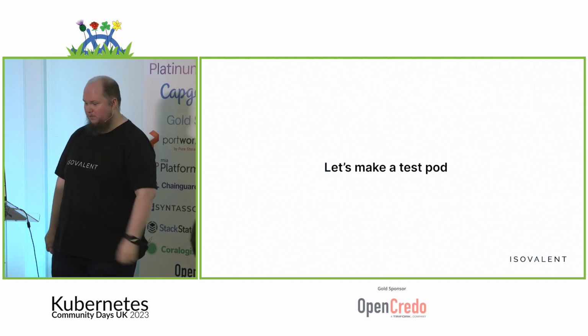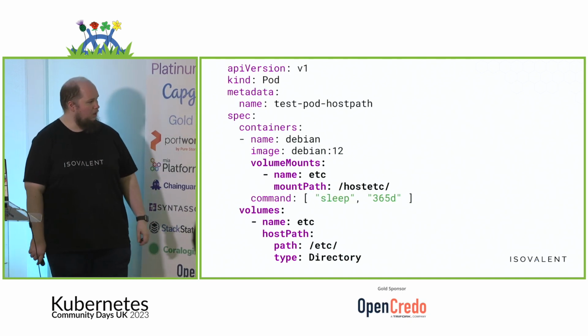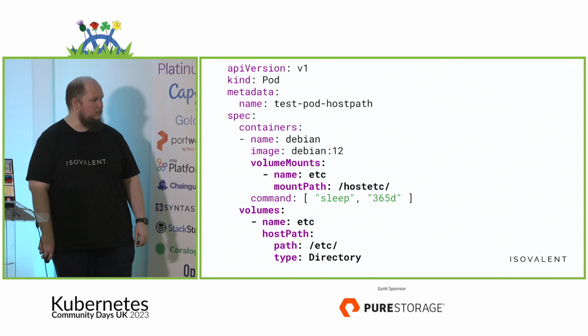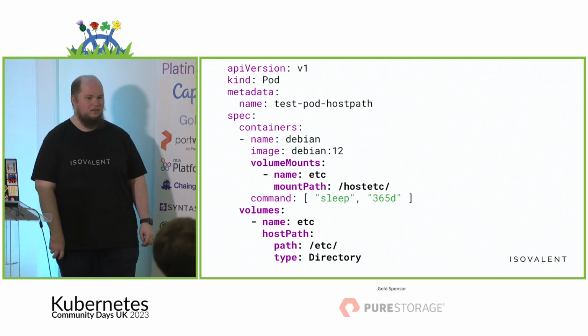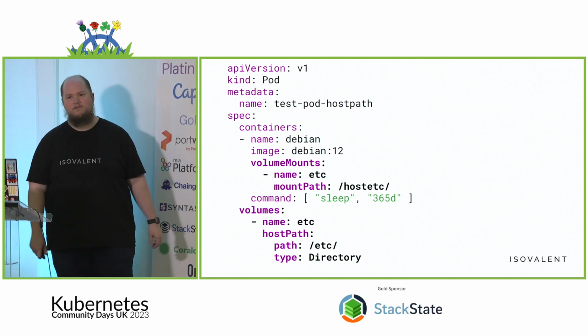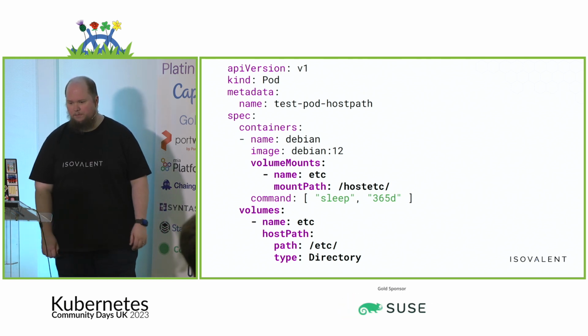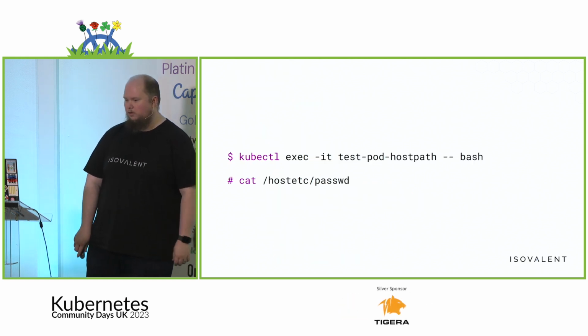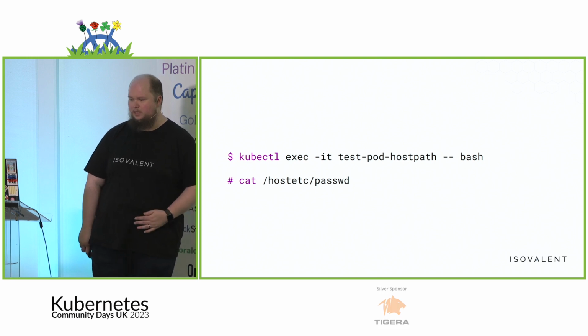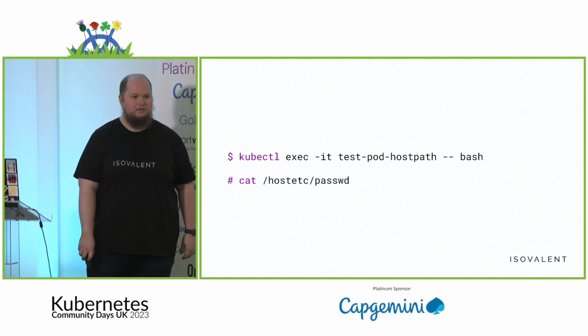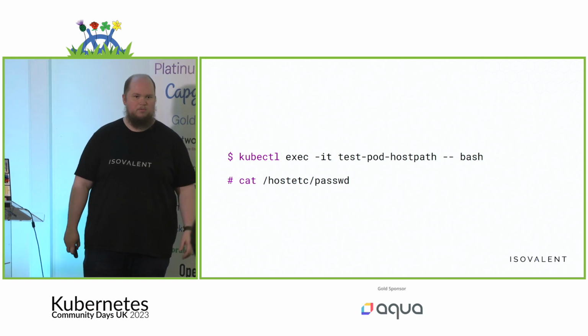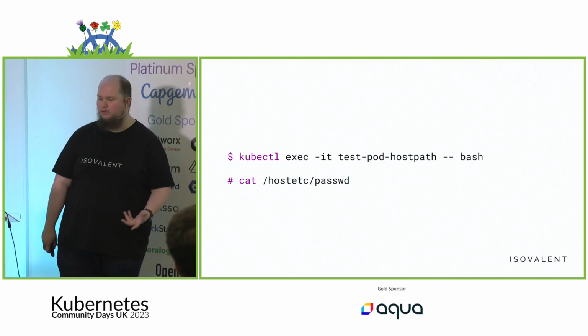So I'm going to make another test pod. It looks very similar to the last one, but now we've mounted the host's etc directory into the container under /host/etc. We need it for some configuration thing, something hideous that we need to do. So we're going to launch this pod, exec into it to get a shell, and then cat out the host password file. Probably not what was intended when this was set up.